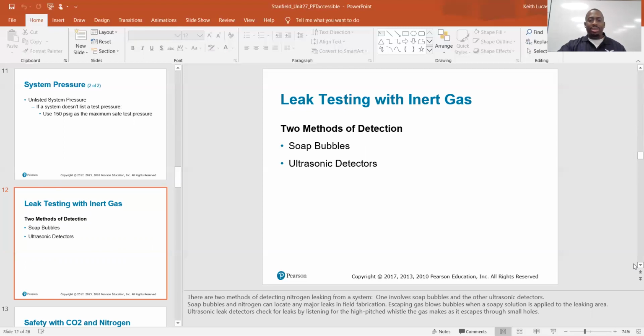So there are two methods of detecting refrigerant leaking from the system. One involves soap bubbles and the other ultrasonic detectors. Soap bubbles and nitrogen can locate any major leaks in field fabrication. Escaping gas blows bubbles when the soapy solution is applied to the leaking area. Ultrasonic leak detectors check for leaks by listening for the high-pitched whistle the gas makes as it escapes through small holes.